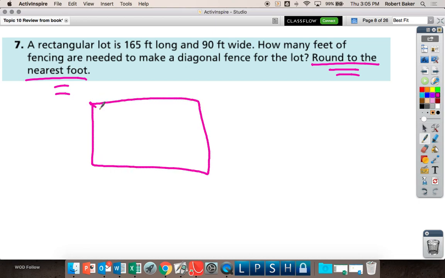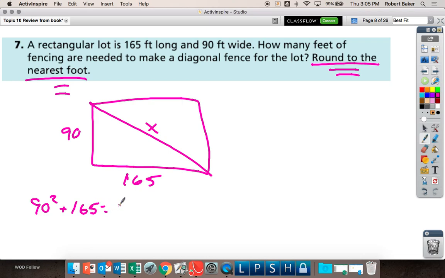Rectangular. Find the diagonal. It says it's 90 feet wide and it's 165 feet long. That's just a squared plus b squared equals c squared, or the square root of a squared plus b squared. I think it comes out to like 187 point something feet, so it's 188 feet.